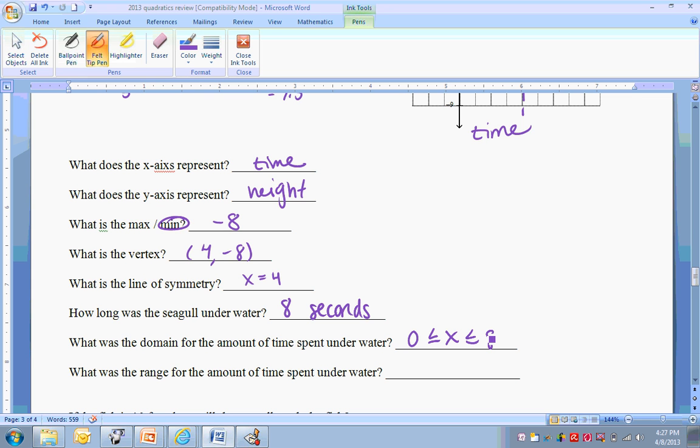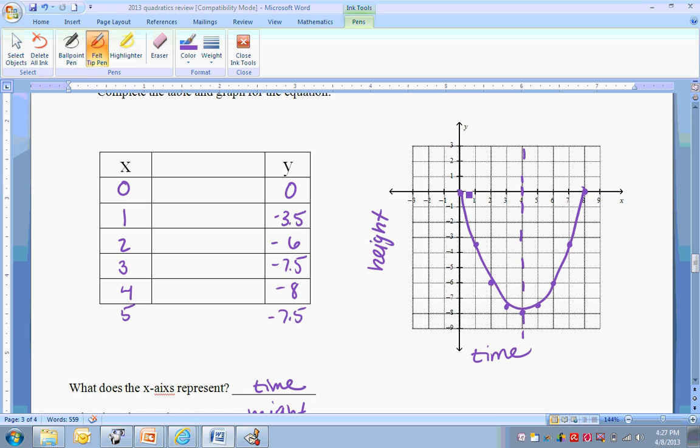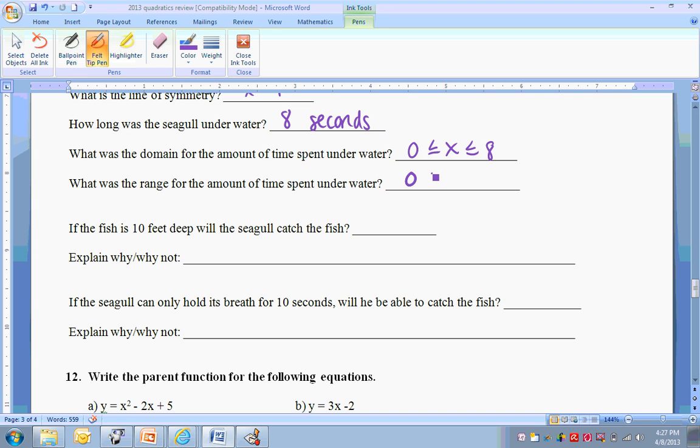Now, what was the range for the amount of time spent underwater? Now, that's our y values, and so it starts at 0 and goes down to 8 feet. Oh, I'm sorry, we should start with -8 first because it's lower. -8 is less than or equal to y, which is less than or equal to 0.